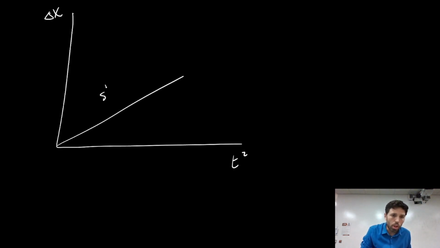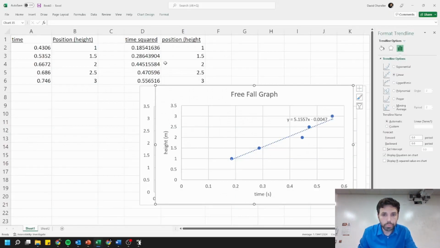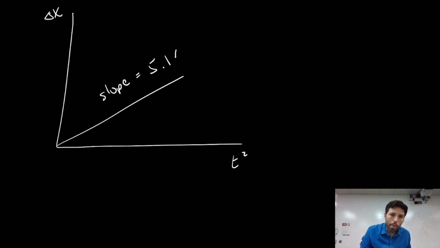Back to my PowerPoint. All right, so my slope here, we found the slope. We graphed height, displacement, right? Change the position of height, it's displacement, times time squared. A straight line whose slope was 5.1. What did I say? 5.1 what? 5.16.